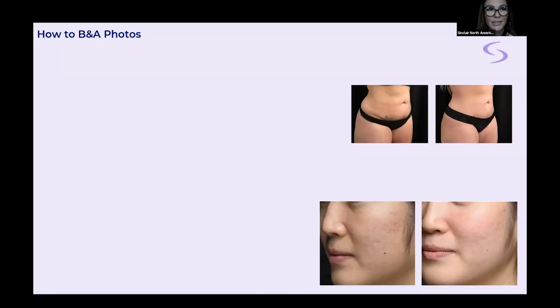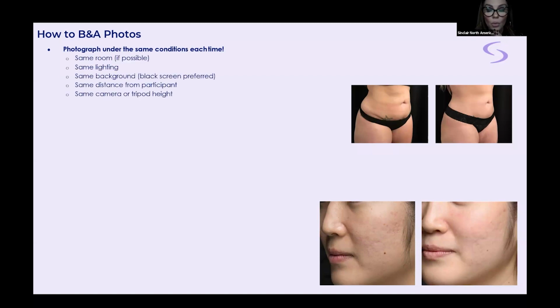Okay. So now, how to BNAs. The biggest thing is consistency. And I'm sorry if it's annoying if I say it 100 times on this webinar, but it's so true. Consistency is so key to everything you're doing. I know not everyone has the ability to have one room designated to before and after photos, but if you can, you should do it.